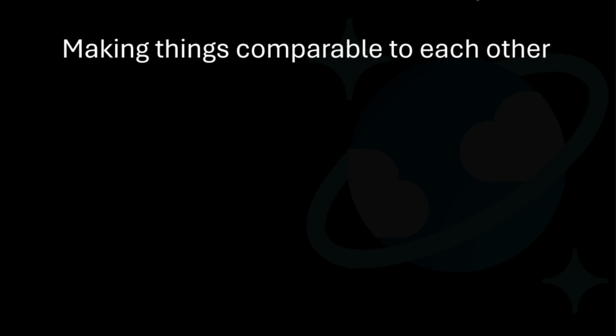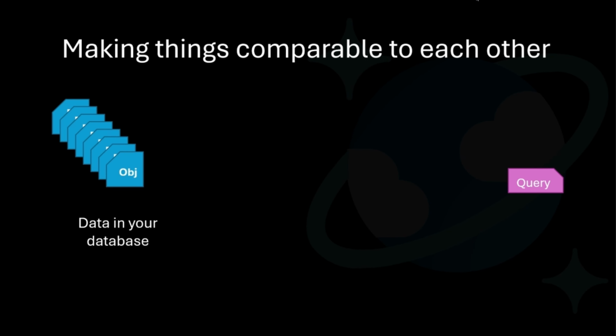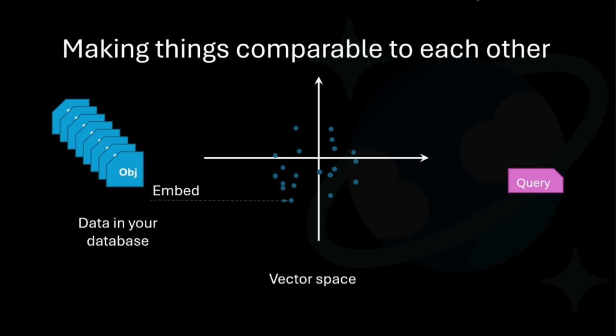Well, first I want to start by making my things comparable. Imagine that I have data in my database and in my query. I can embed my data in vector space using a vector embedding model, like OpenAI's text embedding 3 large. Next, I can embed my query using the same vector embedding model. And now my query and my data are in the same vector space, and they're comparable to each other.